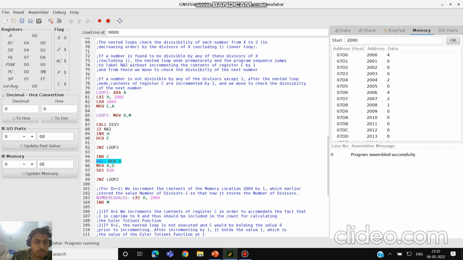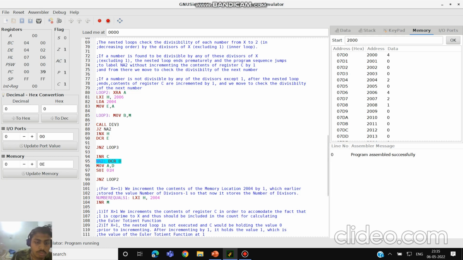So loop 3 exits prematurely, and we come to the statement NA2. You can see that INR C is also not executed because we realize that if it is divisible by even one of the divisors of our current list, which does not include 1, that means it is not coprime. It has a GCD greater than 1. So that's why we can prematurely end the loop. That has the advantage that there would be fewer iterations. That is, there would be fewer computations in case of numbers which are already known to be non-coprime. You don't have to consider all the divisors.